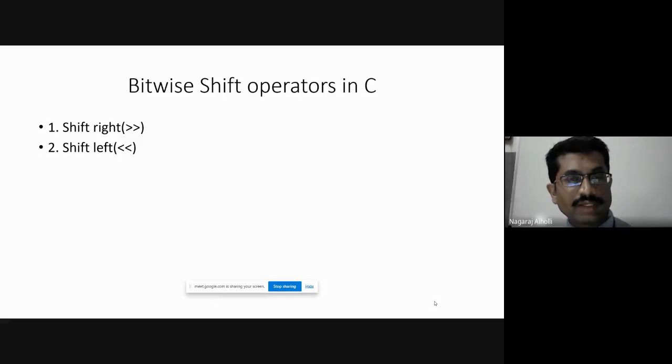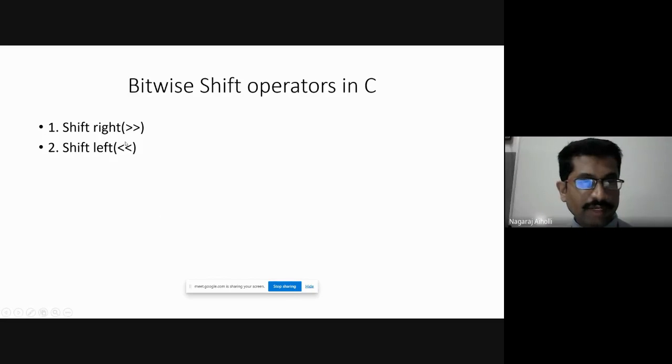Shifting is nothing but the rotation operation, but here it is slightly different. We'll see what the shifting operation is. When we are rotating, we rotate the MSB to the LSB, or we rotate LSB to the MSB. Here it is not like that. We just go on shifting the bits from one end to another end. We'll see how the shifting takes place. First one is shift right.